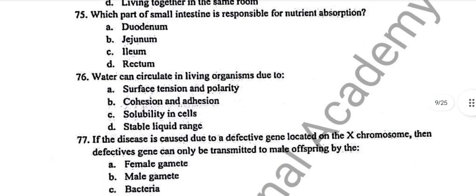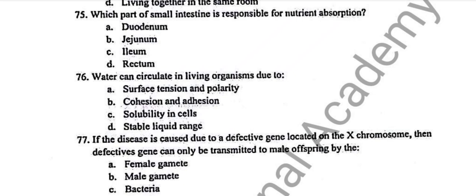Question number 76. Water can circulate in living organisms due to A. Surface tension and polarity. B. Cohesion and adhesion. C. Solubility in cells. D. Stable liquid range. And the correct option is B. Cohesion and adhesion. Cohesion keeps water molecules together. Adhesion helps climb vessel walls. A. Surface tension and polarity are related but not the main transport mechanism. Solubility is not transport. Stable liquid range is a physical property only.